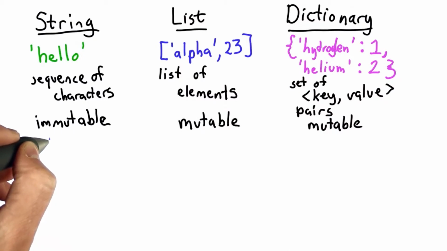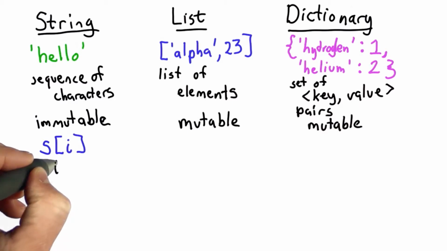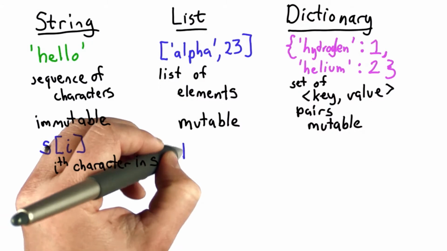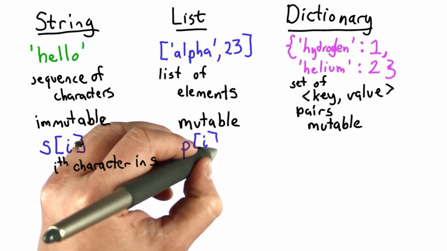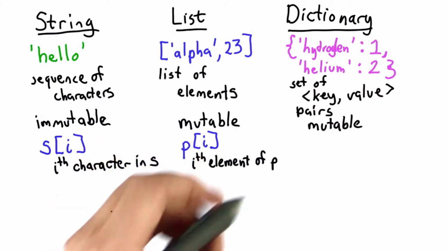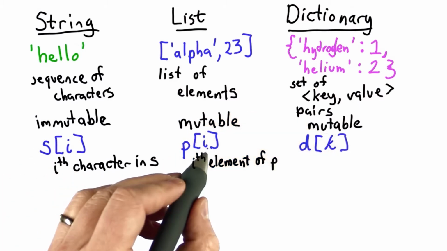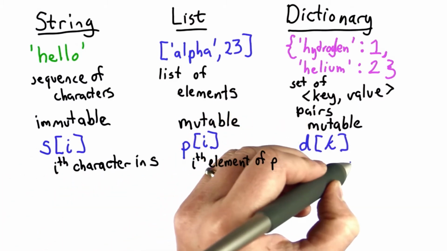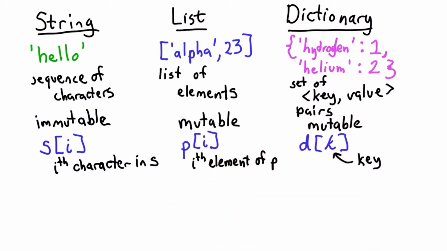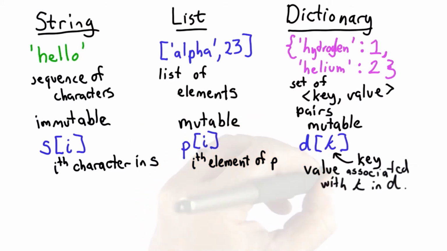We saw with strings, if S is a string, then we can do S[i]. That will give us the ith letter in the string. With lists, we can do something very similar. If P is a list, we can do P[i] to get the ith element of the list. With dictionaries, it's a little bit different. The syntax is the same. We can do D[k]. With both strings and lists, these were numbers. Here, the k is whatever the key value is. So this is a key in the dictionary. D[k] will give us the value associated with that key in the dictionary. We'll see some examples soon.